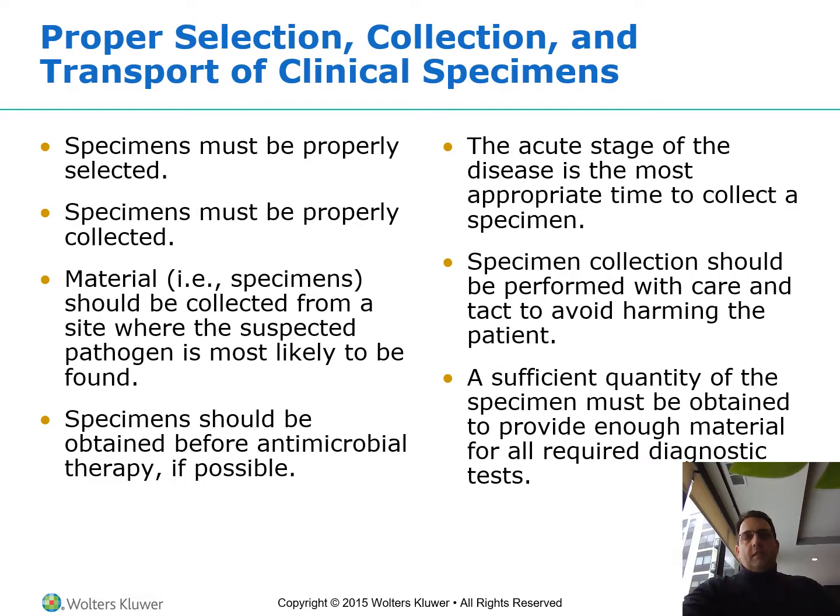So you have to pick the right specimen, you have to get it the appropriate way, get it from a site where the pathogen will most likely be, and then the specimens should be obtained before you try to start antimicrobial therapy, just because, well, if you've killed off the specimen, you might not get the right results. The acute stage of the disease is the most appropriate time to collect the specimen because that's usually when you're going to have the largest bacterial or viral or what have you load.